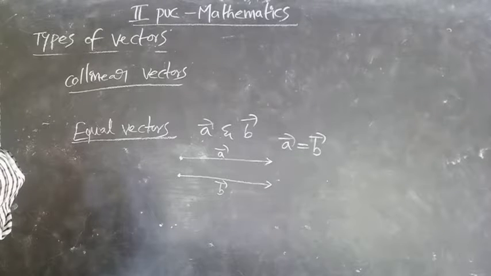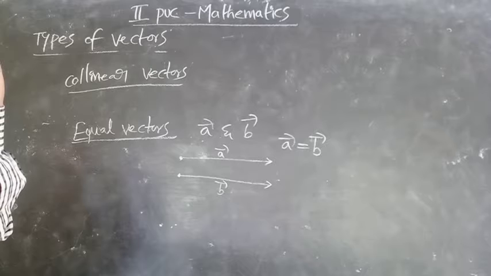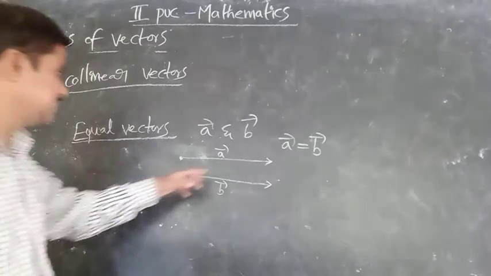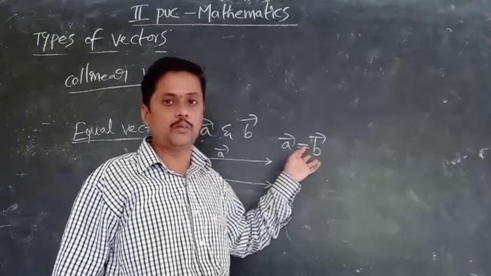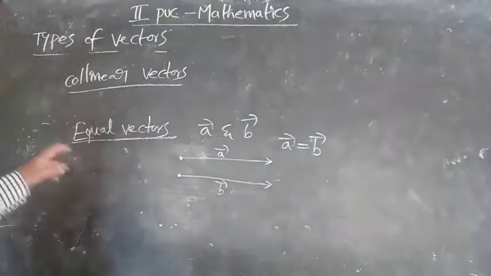Two vectors, a vector and b vector, are said to be equal if they have the same magnitude and direction, regardless of the position of the initial point, and this is written as a vector equals b vector. This is called equal vectors.